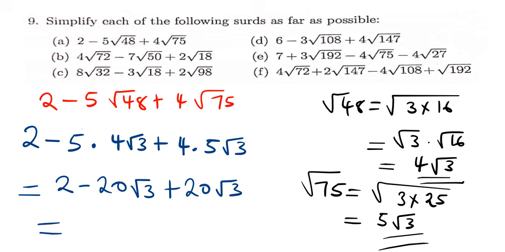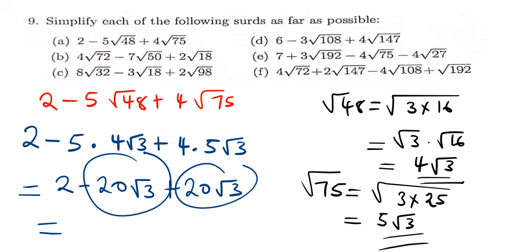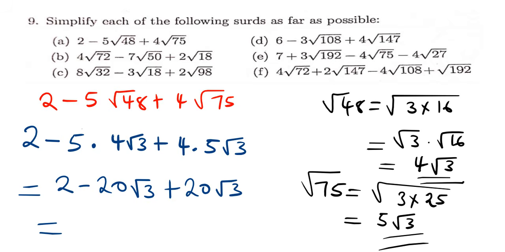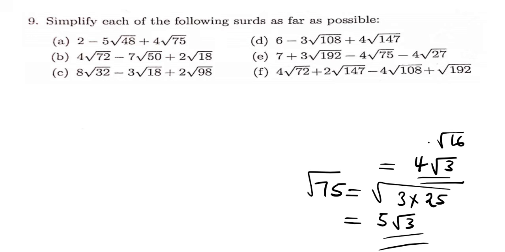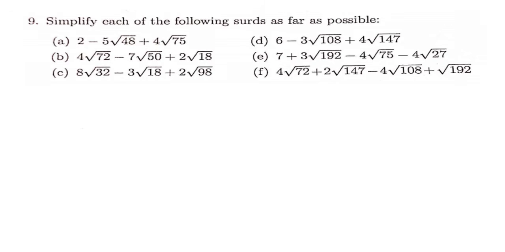Now able to see that negative 20 root 3 and positive 20 root 3, these are like terms. Okay, they'll give us a 0. So our answer here will just be a 2. So basically this is how you solve this one. Okay, let's solve also B.